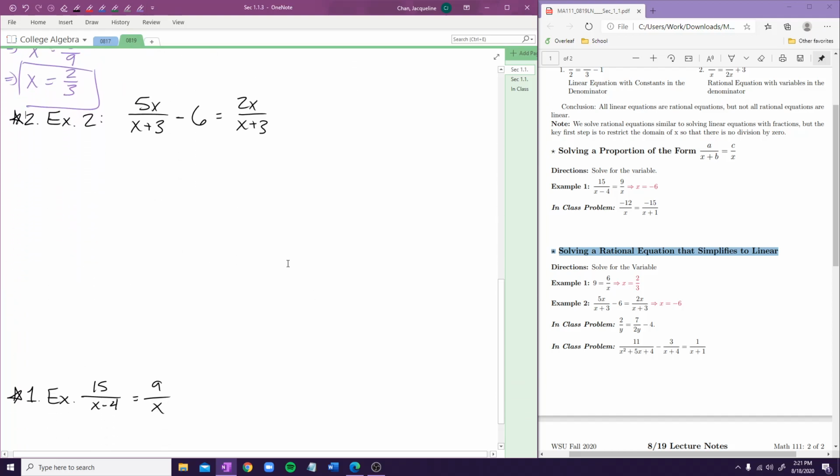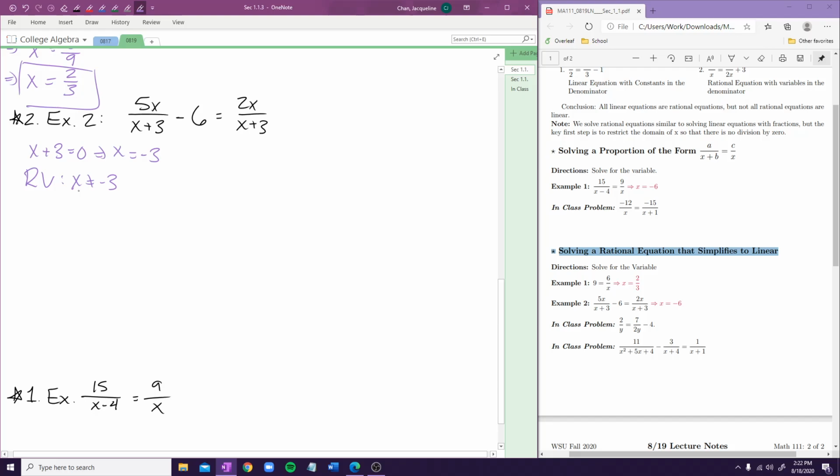Now for example 2, okay, we're just going to take it a step further. Instead of having x, we have x plus 3, and it's in 2 places. So what we're still going to do is I'm going to take this denominator, and I'm going to set it equal to 0. Right? And then what do I get? I get x is equal to -3. So what does that mean? Restricted value, RV, restricted value, x cannot equal -3.